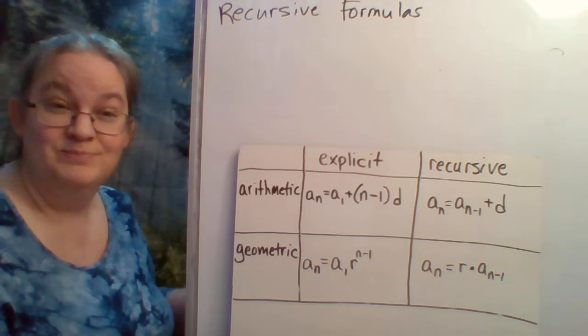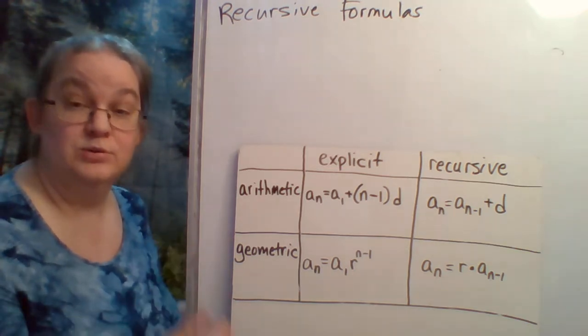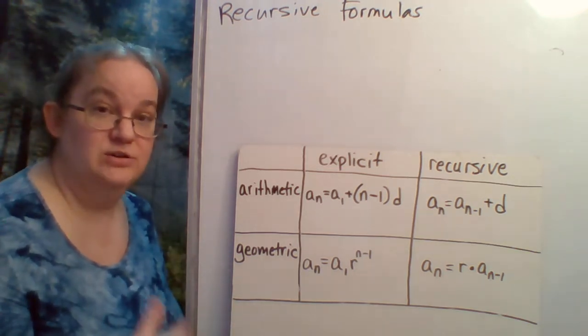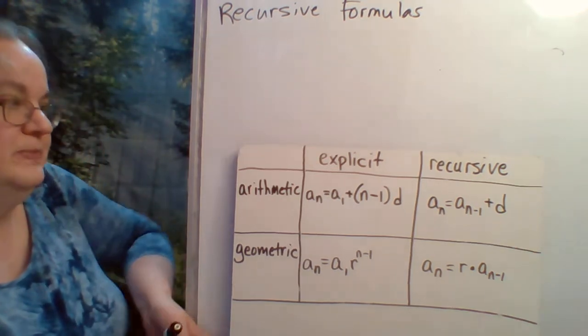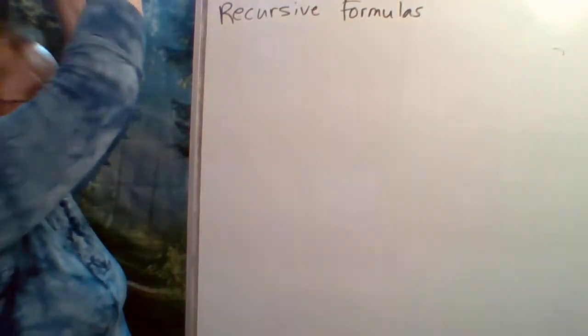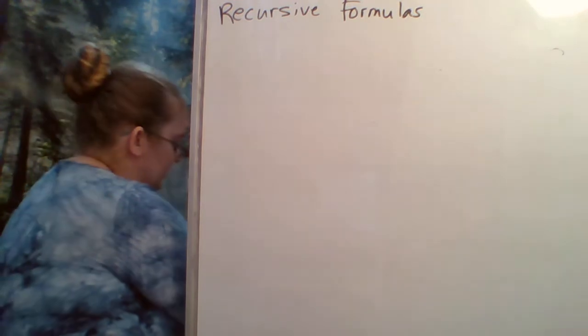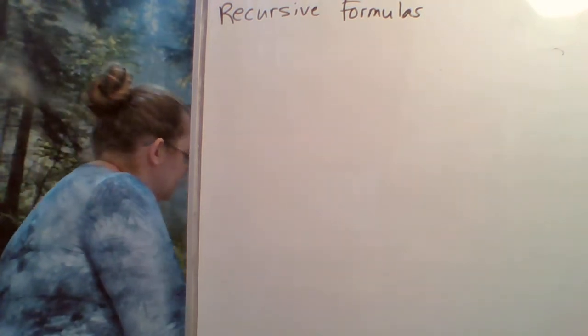So pause, make sure you have these down. Having it organized in a table like this will make it easier. So I strongly suggest that you do it that way. Okay. All right. So let's look at a couple more examples where we have to write both.